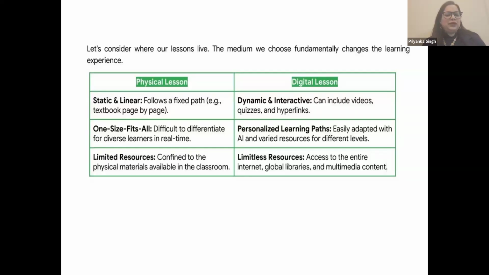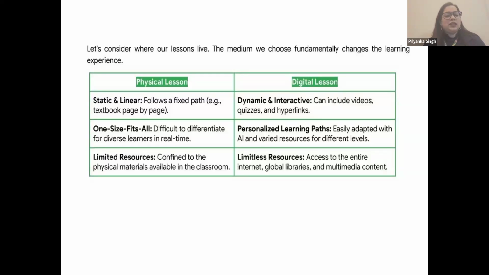This is the basic difference between a physical lesson plan and a digital lesson plan. Here I have kept in mind the concept of any language class, let's say Hindi or English. The first thing in a physical lesson is that it follows a very fixed path. You go with your book, open the pages, read page by page, and make them understand. At times they listen, most of the time they will not pay attention. So the attention span and the listening span go up and down.